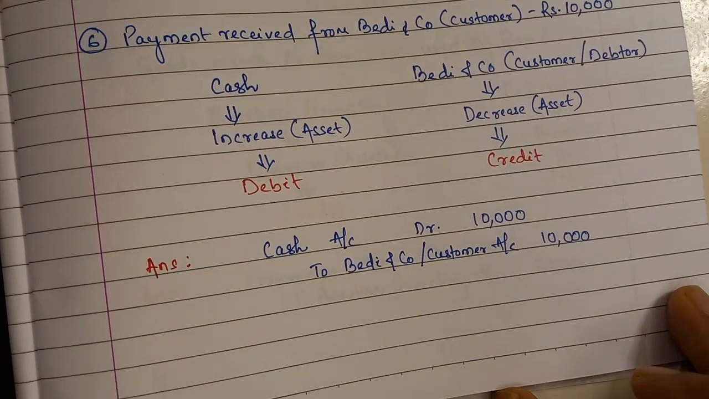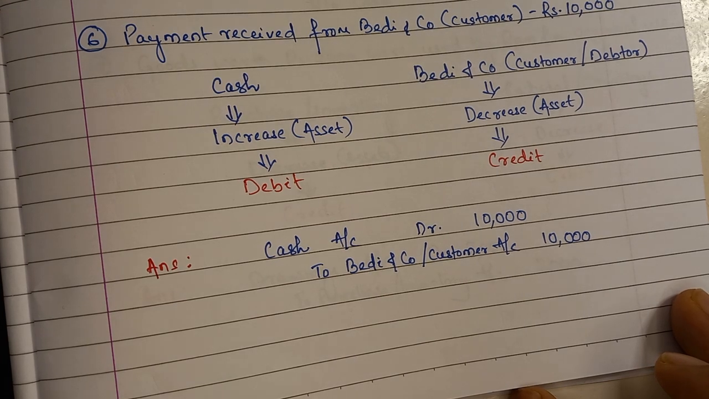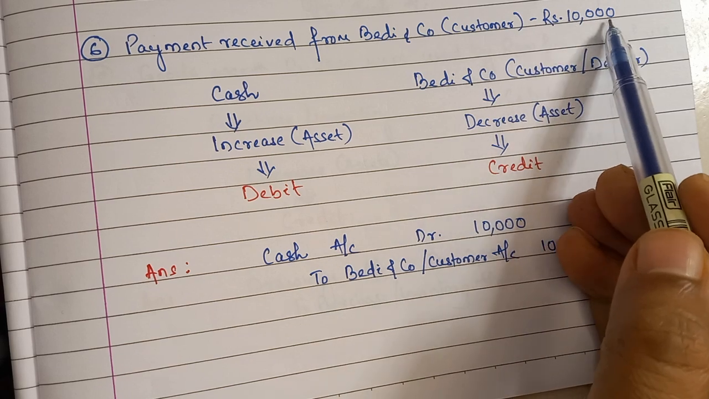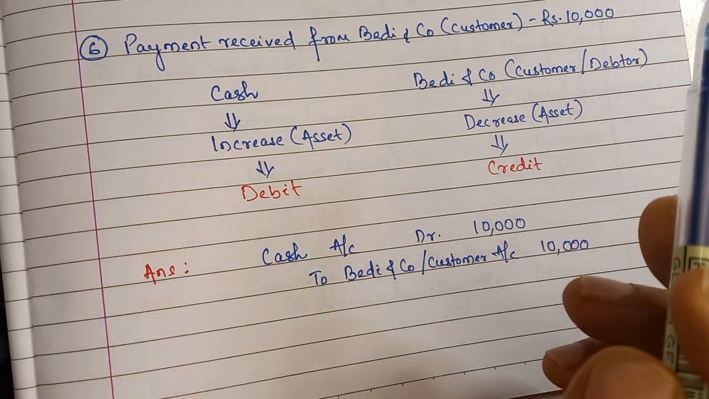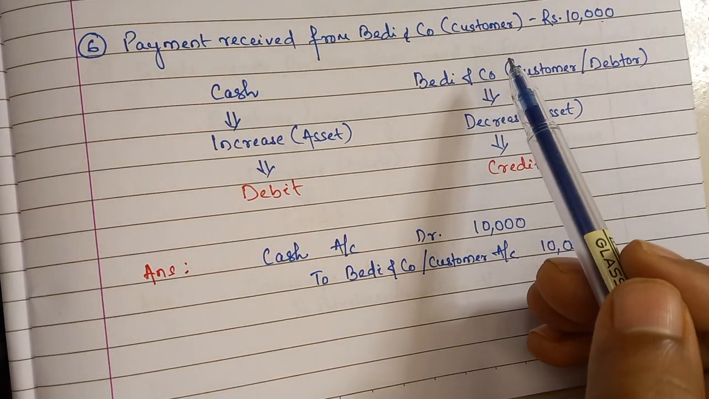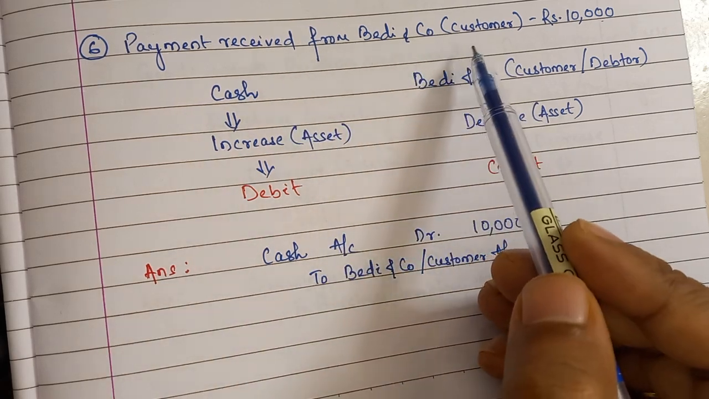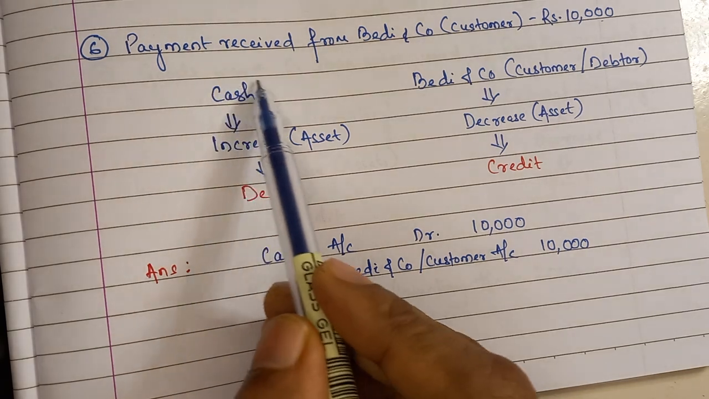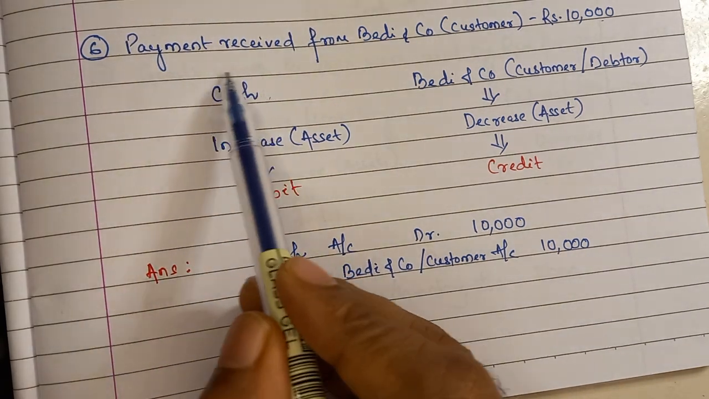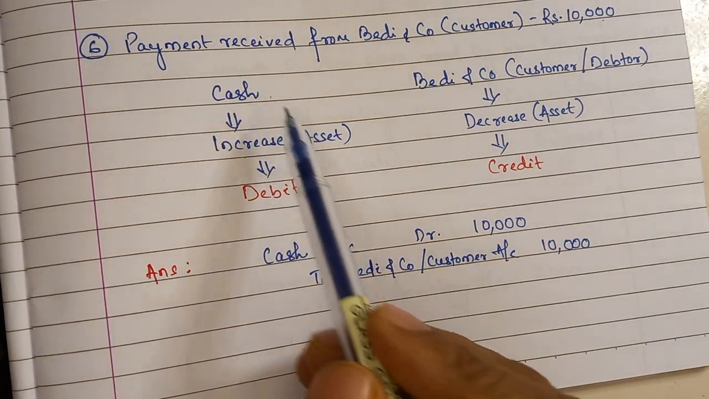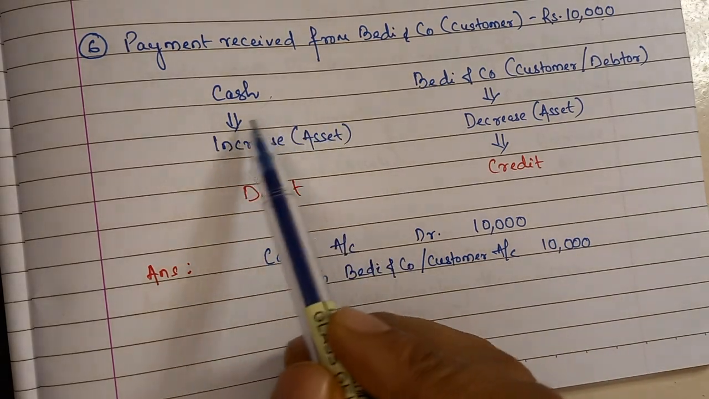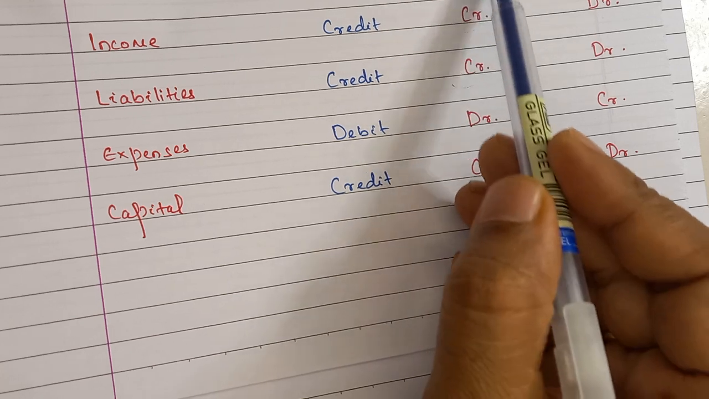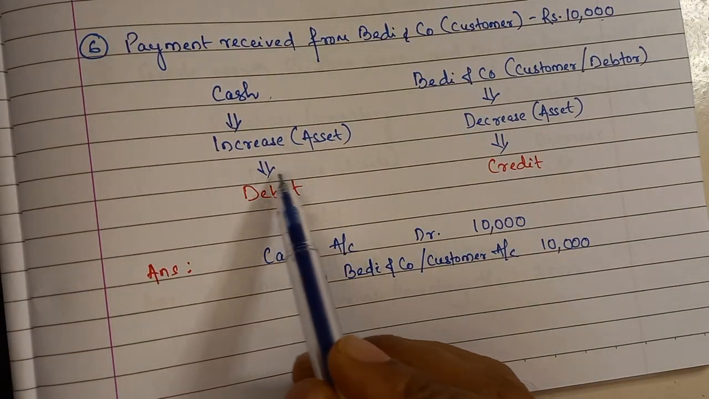Okay. Now coming to the sixth question. Payment received from Bedi and Co customer 10,000 rupees. So we have sold goods there 20,000 rupees in question number 4. Now we are talking about payment received from Bedi and Co. So when you receive payment from Bedi and Co, what comes in? We are getting cash, right? When Bedi and Co is paying 10,000 rupees, we are getting cash, and that is an increase in asset. Cash is an asset for the business. So any increase of asset is debit, right? So you are debiting cash.